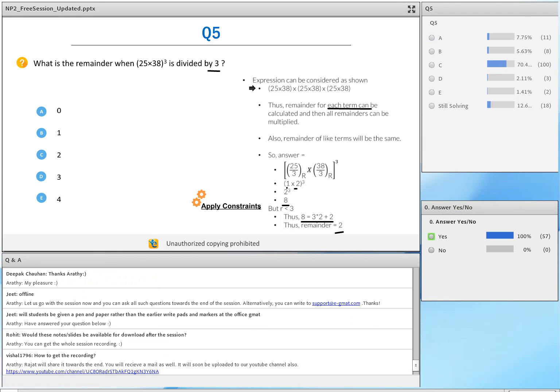How many of you did this using this method? All right. That is wonderful. That's really, really good. I'm really glad to see that many of you did it using this method over here.